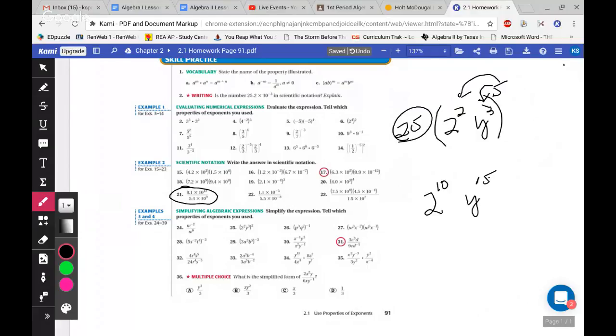So then 2 to the 10th, do that one on your calculator, because I'm not absolutely positive on that one. It's 1,024, y to the 15th.